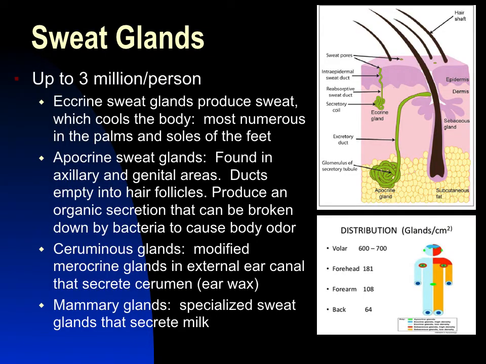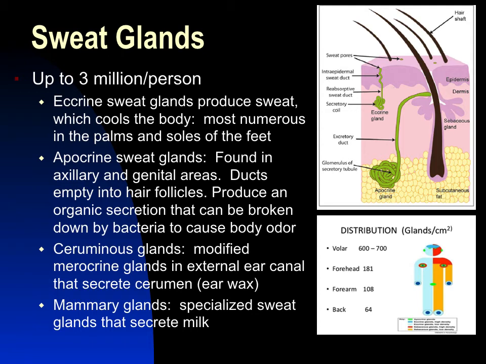Okay, another gland type that you find in the skin are the sweat glands. And there's two types of sweat glands. There are the eccrine sweat glands that produce a very watery fluid that travels by a duct right through the epidermis and is deposited on the surface of the skin, and it evaporates to cool the skin.